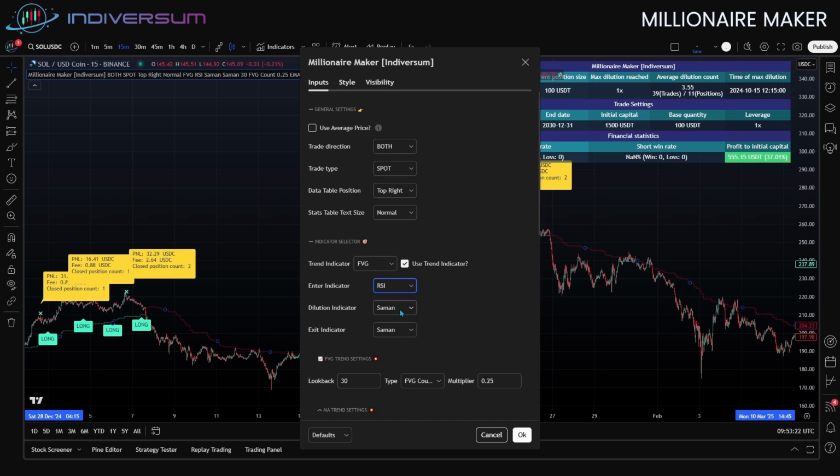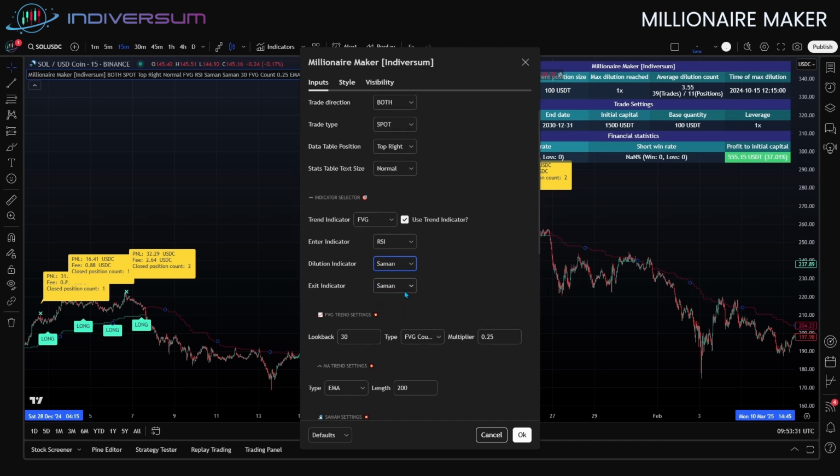Dilution indicator. This helps manage your positions if the trade moves against you. You can choose between Sumon or RSI. Exit indicator. This determines when to close a trade, and again, you can pick between Sumon or RSI.